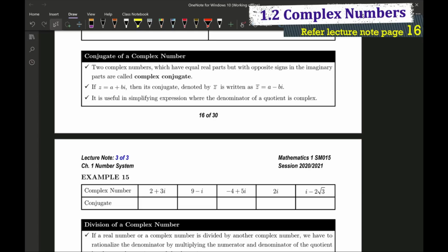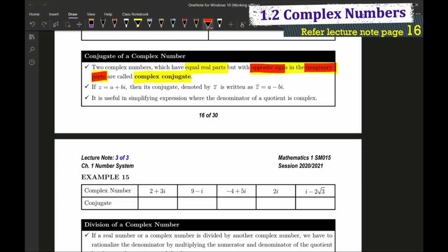Okay, so two complex numbers which have equal real parts, they need to have equal real parts but opposite sign of imaginary parts, are called complex conjugates. They have what? Opposite sign of what? Imaginary parts. Wow, to highlight that, it means it's very important. Please notice this. Opposite sign in the imaginary parts are called complex conjugates.